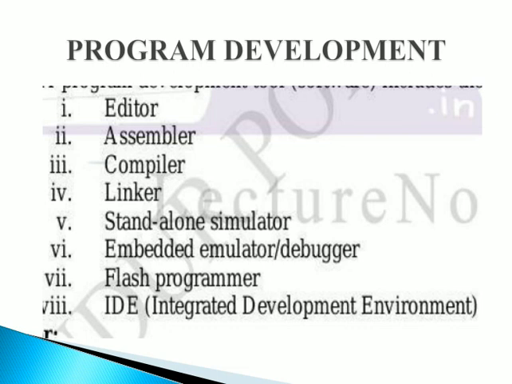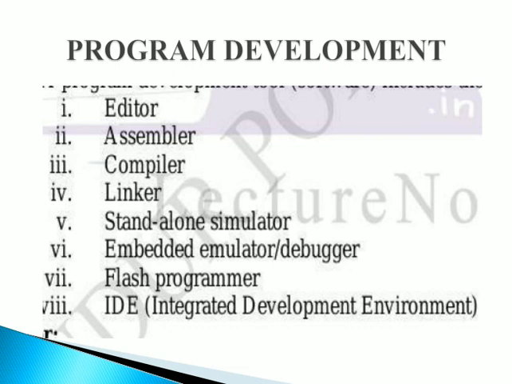Next is the standalone simulator, which will simulate the operation of your MCU on your desktop computer without any real hardware. It will model only the CPU and memory, but it may also include some of the peripherals. Next is the embedded emulator or debugger, which will allow the software to run on the MCU on its target system under the control of your debugger.